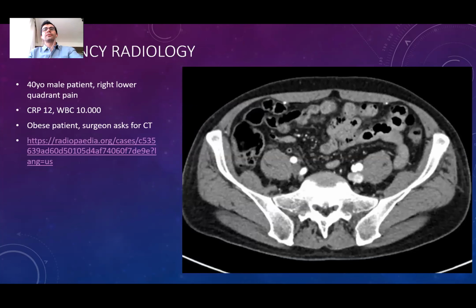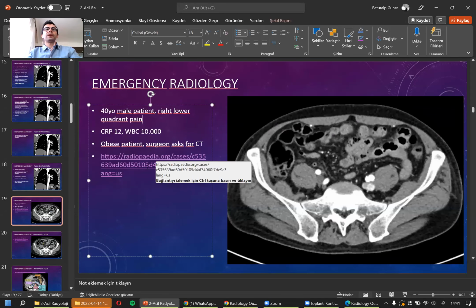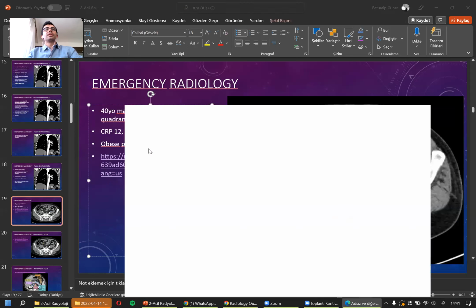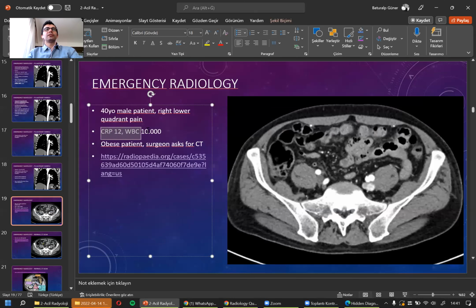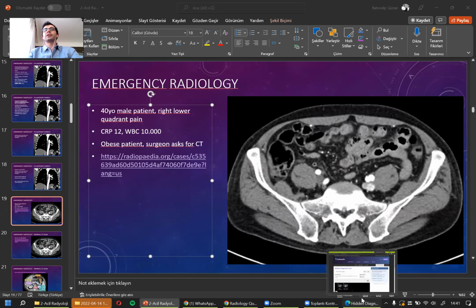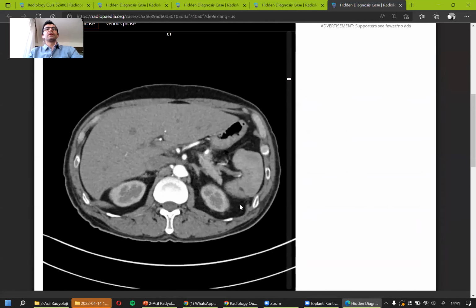Okay. We are seeing another patient with right lower quadrant pain. I'm checking this one. The CRP is mildly elevated, and the white blood count is pretty much on the upper limit. The patient is obese. You ask the surgeon what to do. Because the patient is obese, the surgeon directly orders a CT scan. Okay. So I'm seeing an abdominal CT scan now.